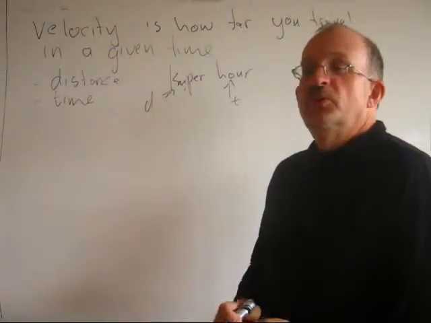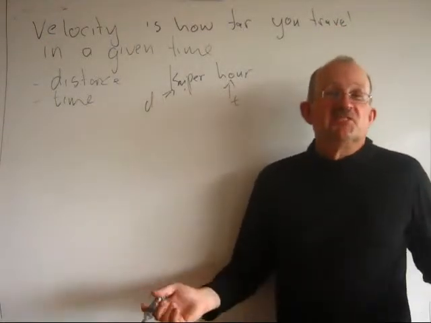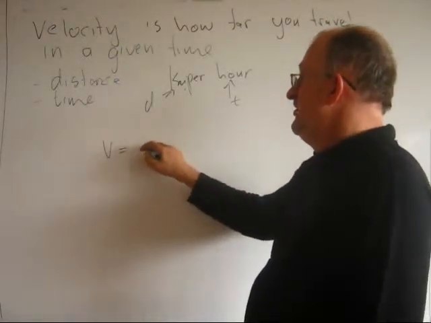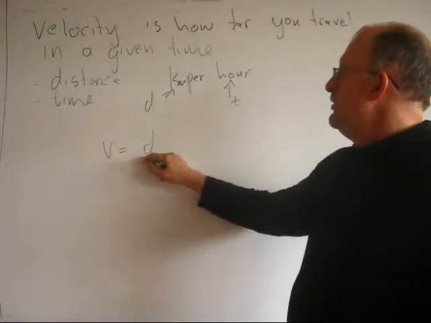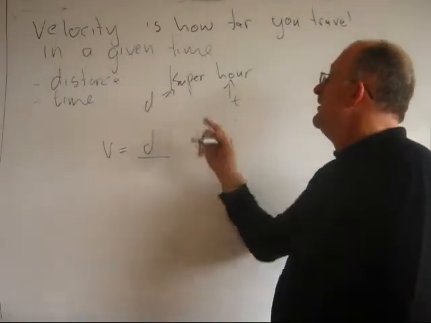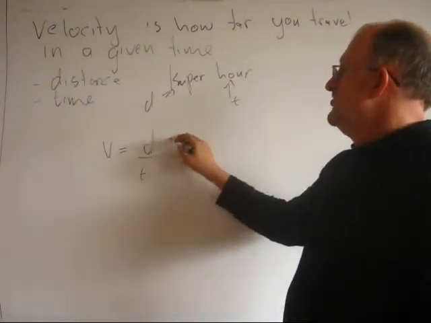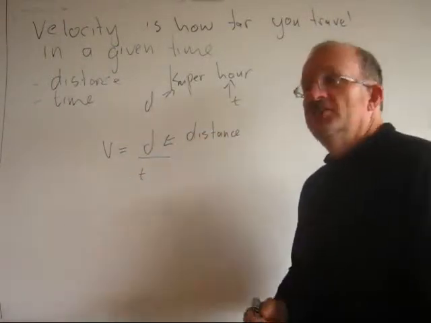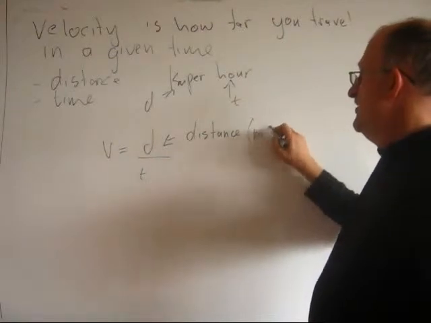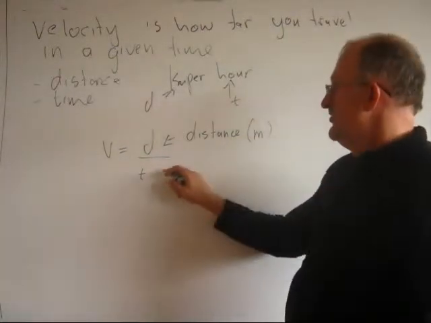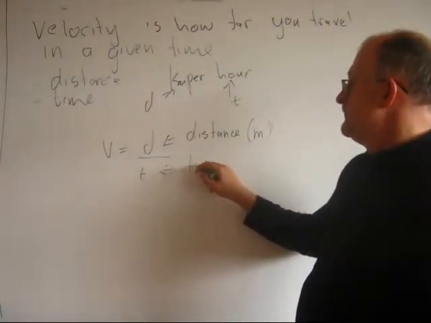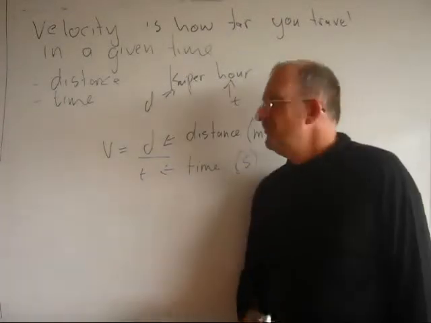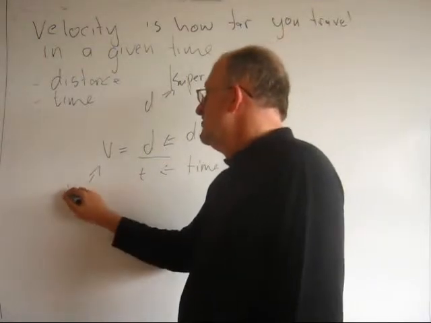So basically we can turn this into equations, because the whole point of physics is to turn stuff into equations. So velocity is equal to d per, meaning divided by, time. Distance, because we're using SI units, is going to be measured in metres. Time is going to be measured in seconds. And this is velocity.